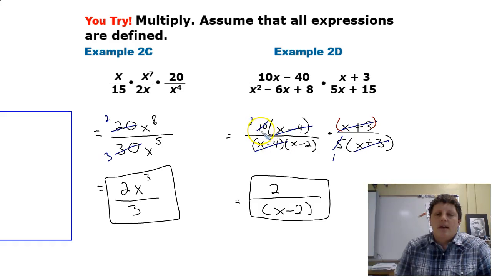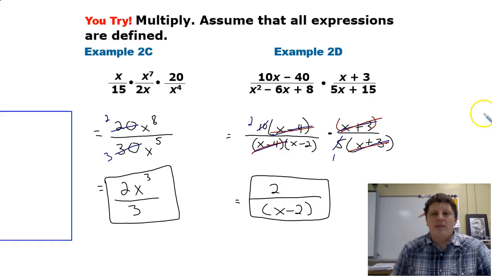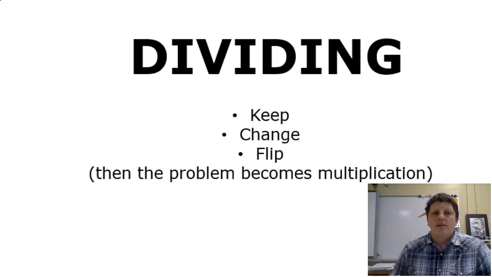I noticed that x minus 4 goes away. X plus 3 goes away. And since these numbers are not part of a binomial, I can reduce them, right? They're kind of separate. They're factored out. They're factors. So I can reduce the 10 and the 5 to become 2 over 1, which leaves me with just 2 in the top and x minus 2 in the bottom. Hope you were successful with those. Let's move on to the next topic, which is division.